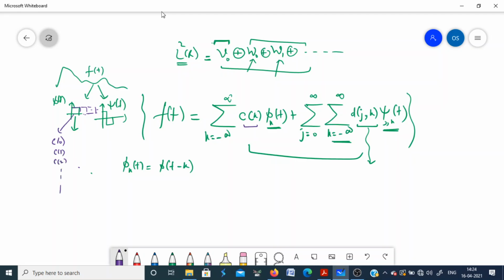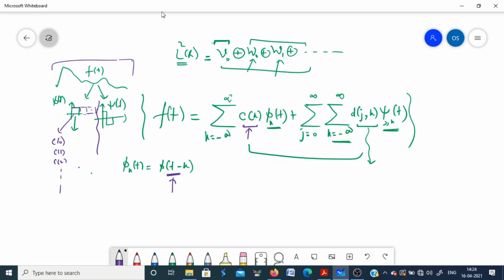So what is ck here? c0 is multiplied with phi t. Then c1, where k is 1, is multiplied with phi of t minus 1, then phi of t minus 2. So the coarse information in the signal is captured by the scaling functions, and the rest of the information is captured by wavelets.